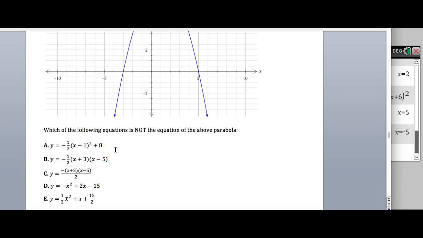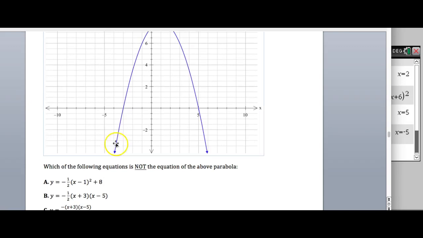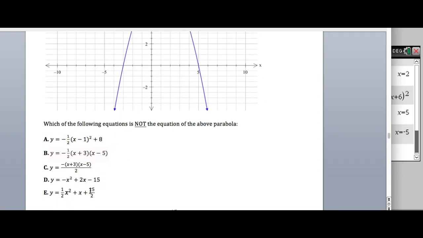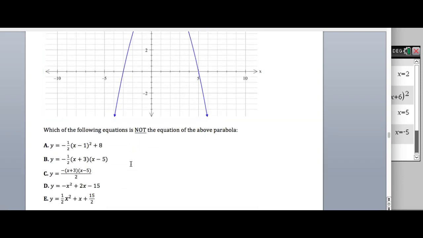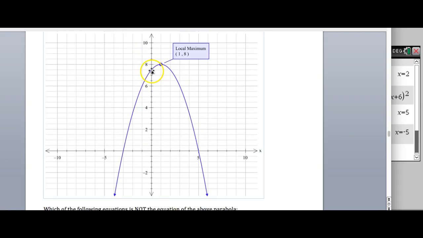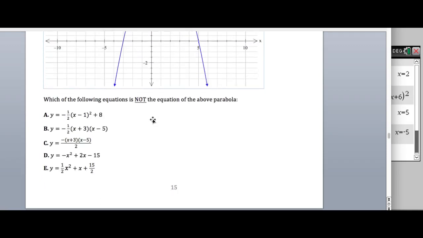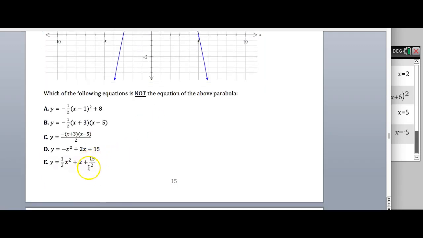Okay, so I am looking at this and I can see that it has factors x plus 3 and x minus 5. Just here, it's a negative parabola. So the only one that's a positive parabola is E, so I'd cancel out E straight away. And then what else can I see? It has a y-intercept at 7.5. So this one has a y-intercept at 7.5, but this one doesn't. Okay, so there's D. So I'd look at features of the graph first before I actually think about the equations.